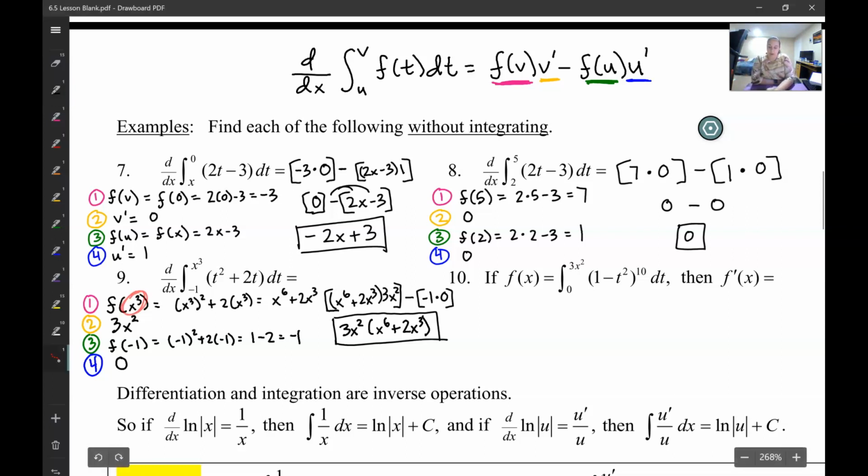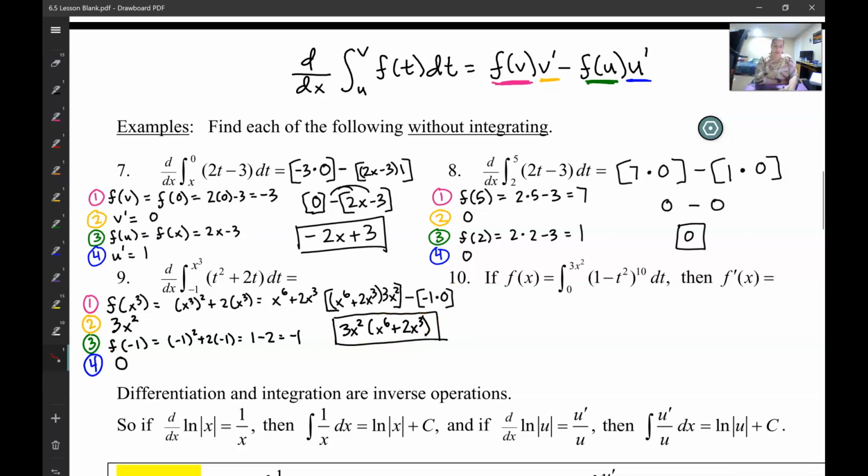Plug in the upper limit to my equation, so I get x cubed squared, which is x to the 6, plus 2x cubed. The derivative of the upper limit. Plug in the lower limit, so negative 1 squared plus 2 times negative 1, which would be 1 minus 2, so negative 1. And the derivative of the lower limit is 0. And now I multiply the first two and subtract the product of the second two. So this second part is all just going to be 0. So I moved my 3x squared in front just to make it look a little nicer, and that's what you should get.